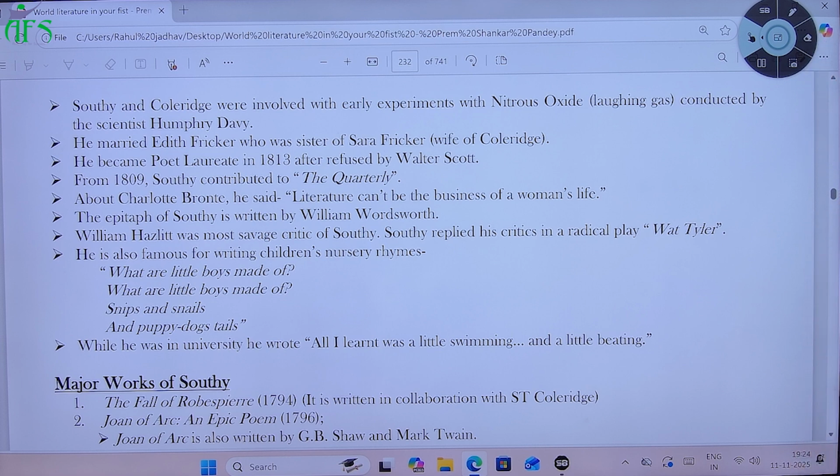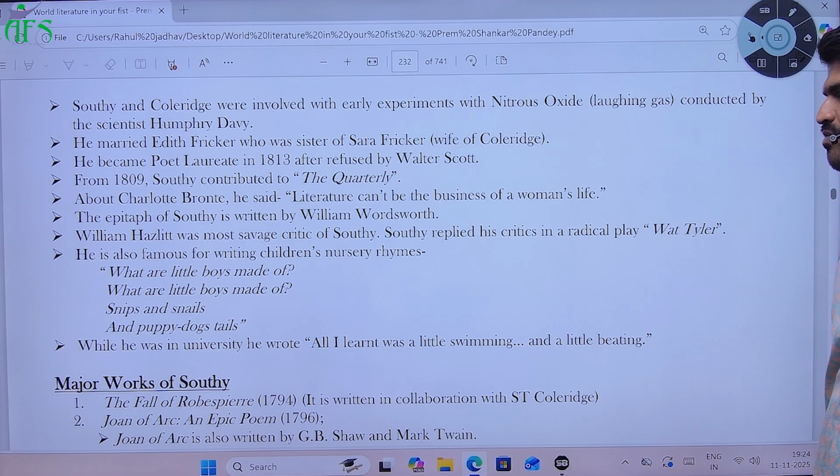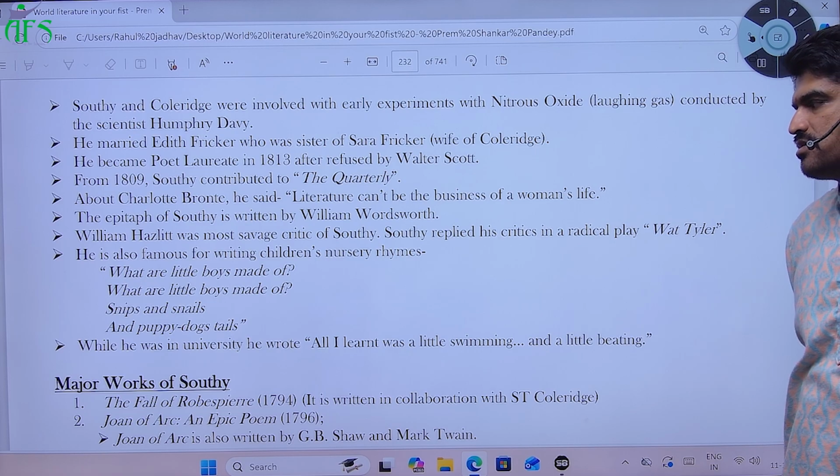About Charlotte Bronte, he said, "Literature cannot be the business of a woman's life," and the epitaph of Southey was written by William Wordsworth. William Hazlitt was the most savage critic of Southey. Southey replied to his critics in a radical play, Wat Tyler. He is also famous for writing children's nursery rhymes.